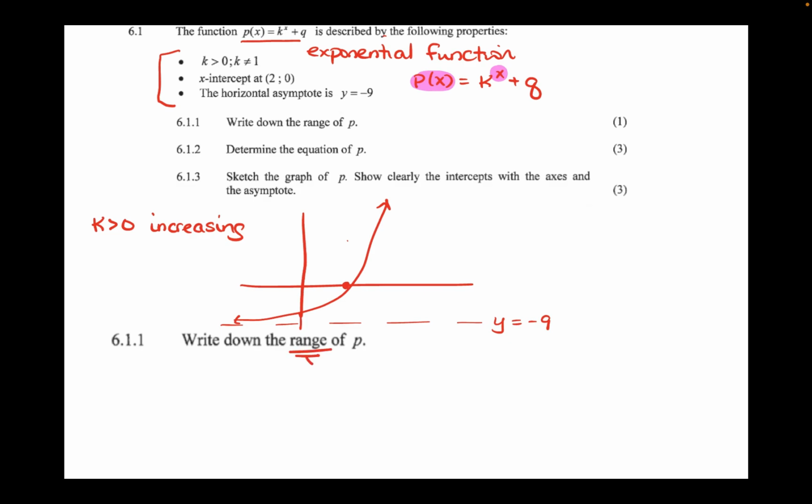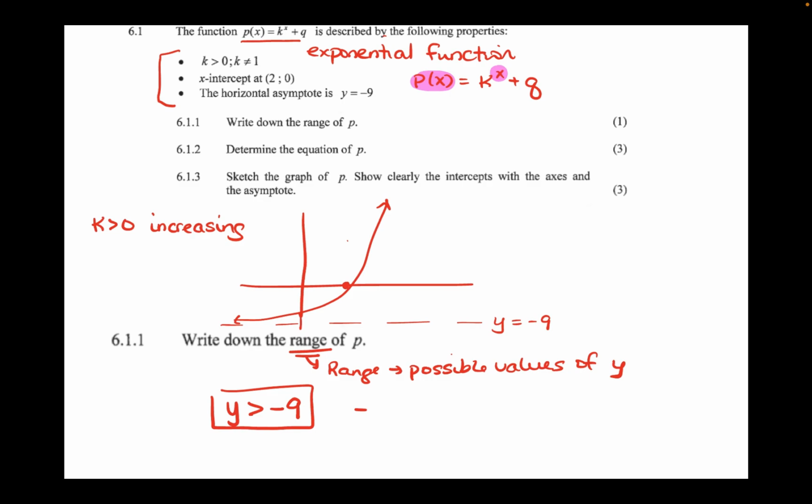The range of p, remembering the range is the possible y values for a graph or for a function, and our horizontal asymptote was at y equals -9, and the fact that k was positive means that we have an increasing function, so our range will be y is greater than -9. We do not include -9 because the asymptote will be approached but never reached, and we could write that with this notation where we say y is an element between -9 and infinity. Those would both be acceptable answers.